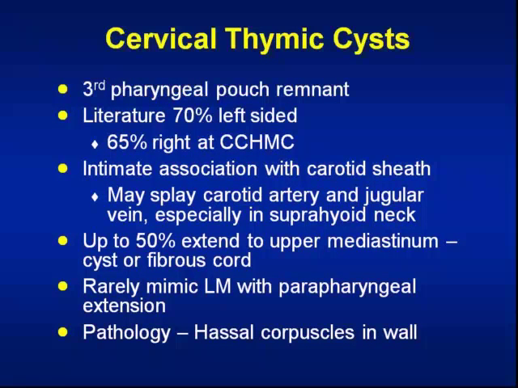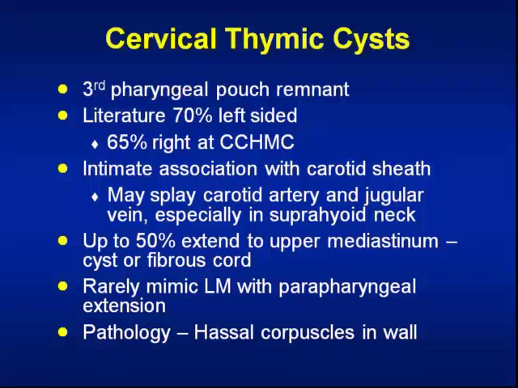And in the literature, they're most commonly left-sided; we'll see that the next anomaly that we talk about is almost always left-sided. Our review says that most of ours are actually right-sided. So the left-right doesn't quite help you. The intimate association with the carotid sheath, I think, helps a lot. If you have a cystic lesion that's splaying the carotid and the jugular, especially in the suprahyoid neck, that's frequently going to be a thymic cyst.